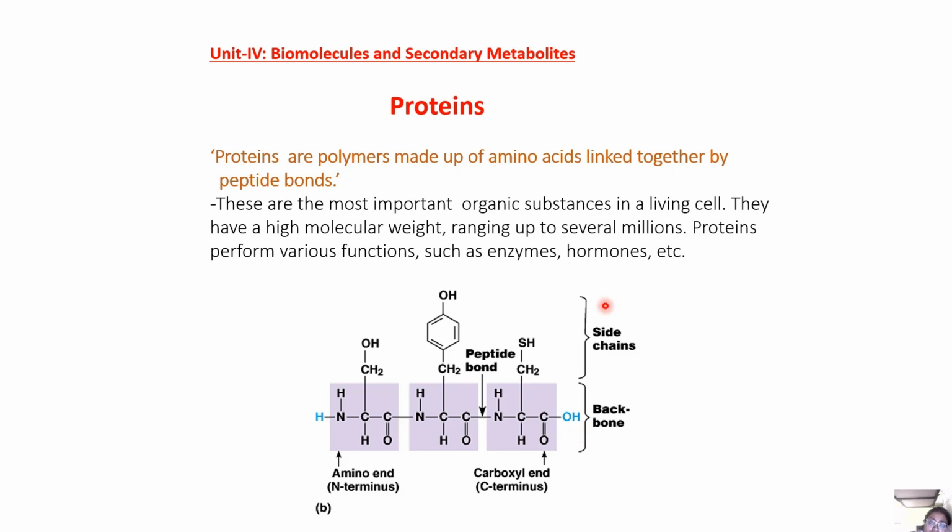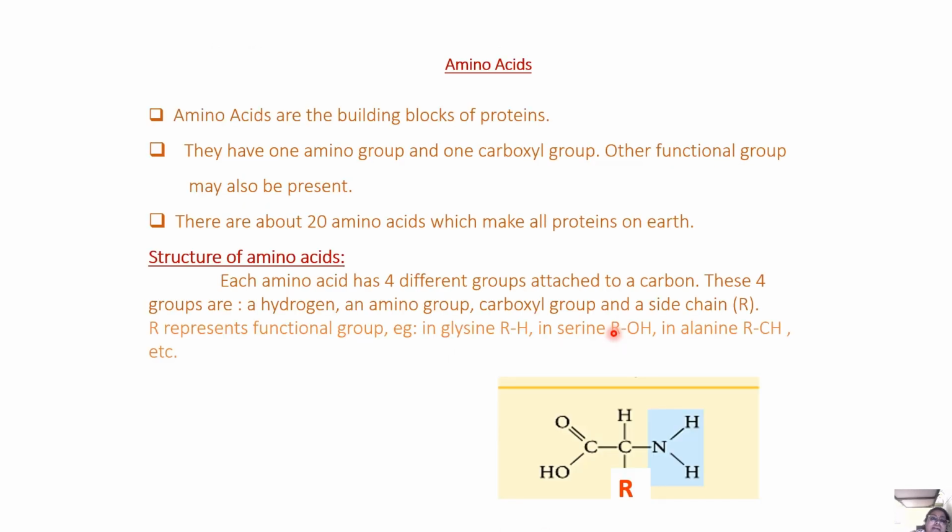Okay, so this is the structure. If you see, this is the peptide bond, CONH. This is the carboxyl terminus, the C terminus, and the amino terminus, the N terminus. This is the backbone, and these are the side chains. Now, amino acids are the building blocks of proteins. They have one amino group and one carboxyl group. Other functional groups may also be present.